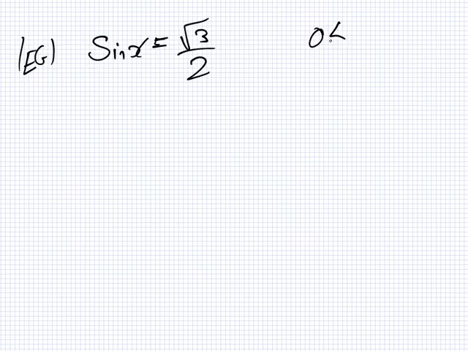Okay, so for example, sine x equals root 3 over 2, and x is between, look, Hisham, look here. I want you to find the two values of x for this, please.